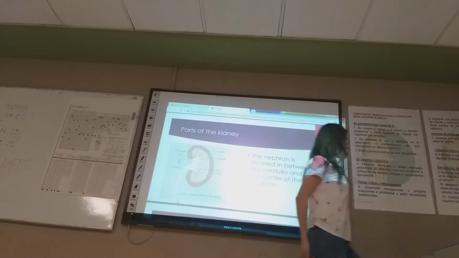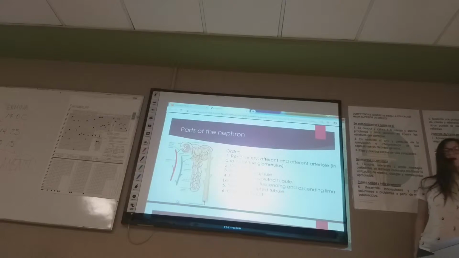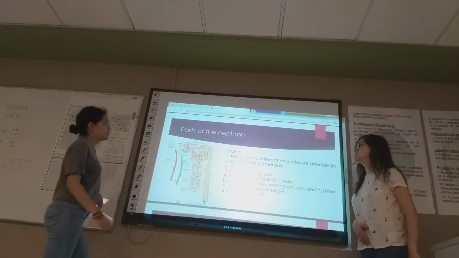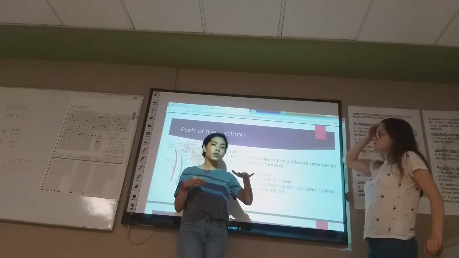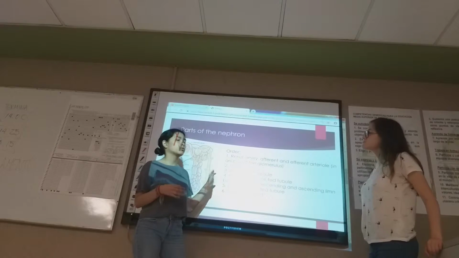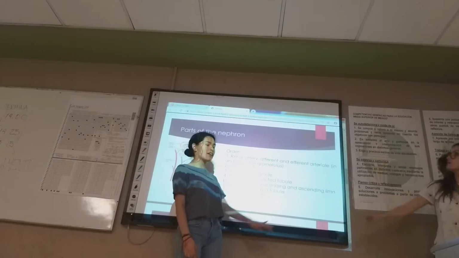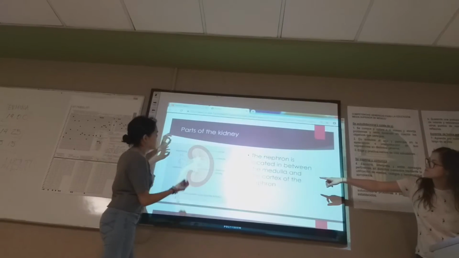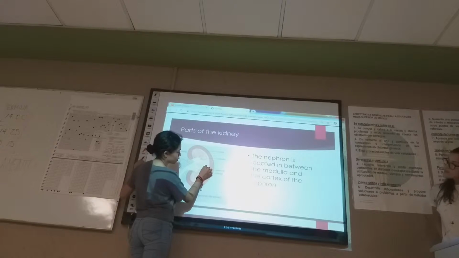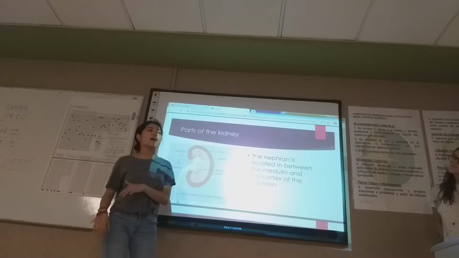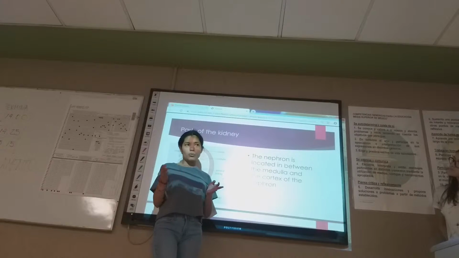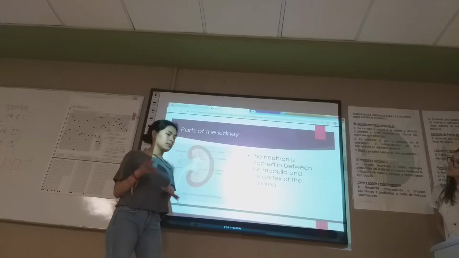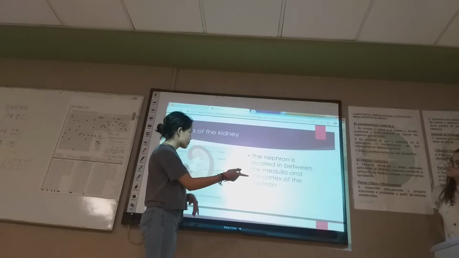The next slide is about the parts of the nephron. First of all, we should know that the nephron is located between the medulla and the cortex of the kidney, which are parts that you already saw with Miss Silvana. We have about 1 million nephrons in each kidney, and as you might know, we have 2 kidneys, so we have about 2 million nephrons in total.